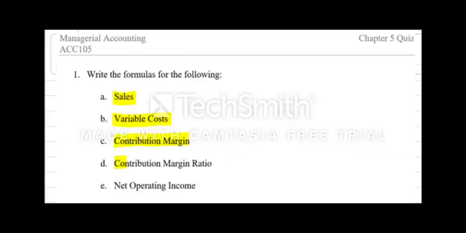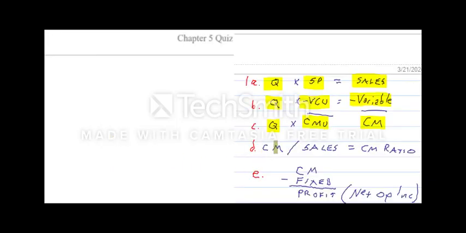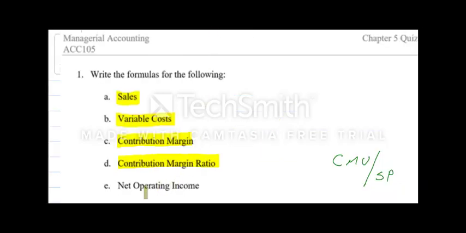Next, we'll talk about the contribution margin ratio. Contribution margin ratio can be calculated a couple different ways also. One way is to take the contribution margin, divide that by the sales. That'll give you your contribution margin ratio. Another way to do that would be to take the contribution margin per unit and divide that by the selling price. Either way, you're going to get your contribution margin ratio. And finally, to talk about net operating income.